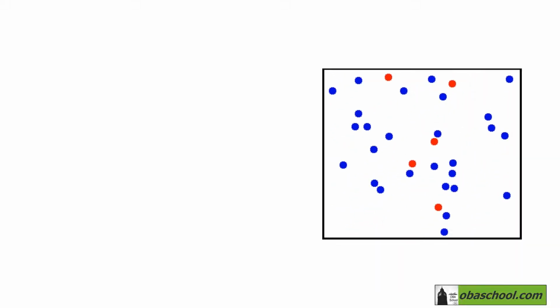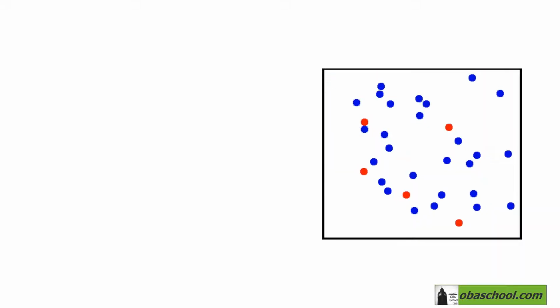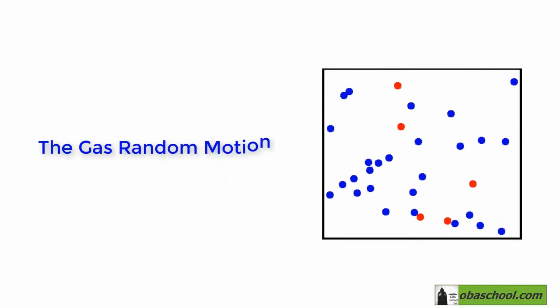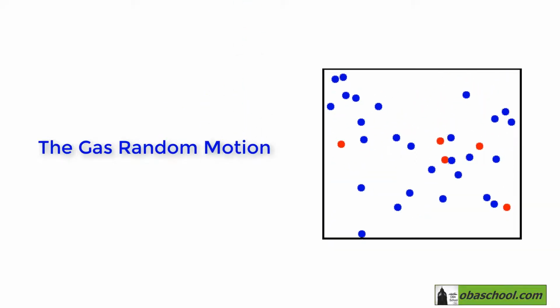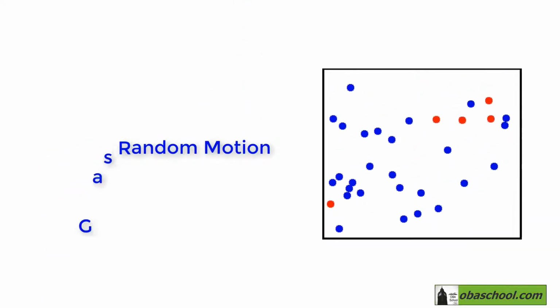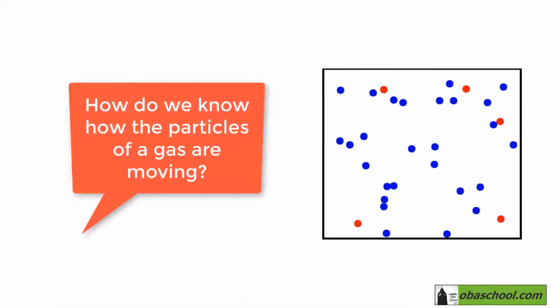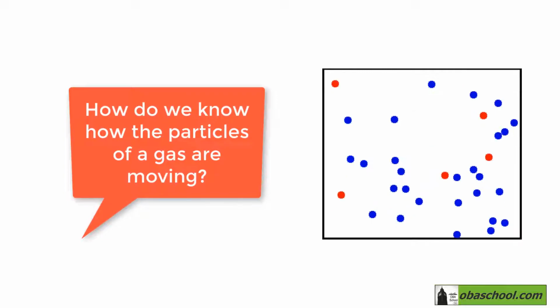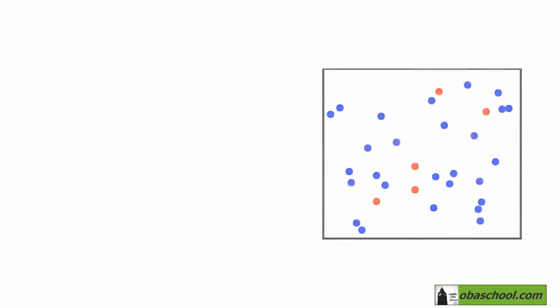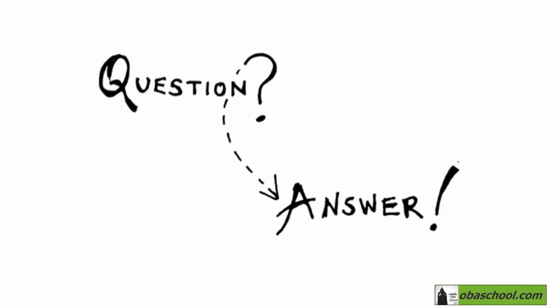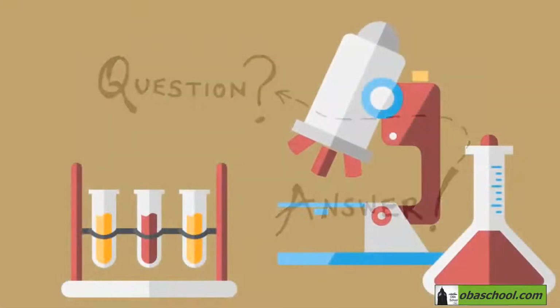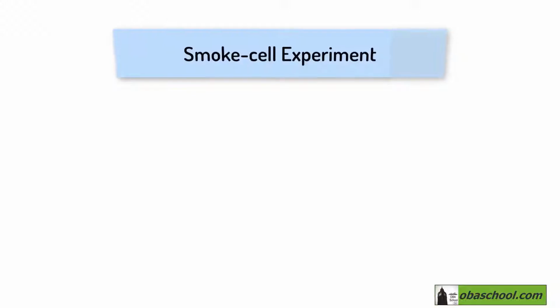In this video, we will learn about gas random motion, meaning the motion of individual particles in a gas. How do we know how the particles of air, for example, are moving when we can't actually see them? To answer this question, we need to do an experiment.